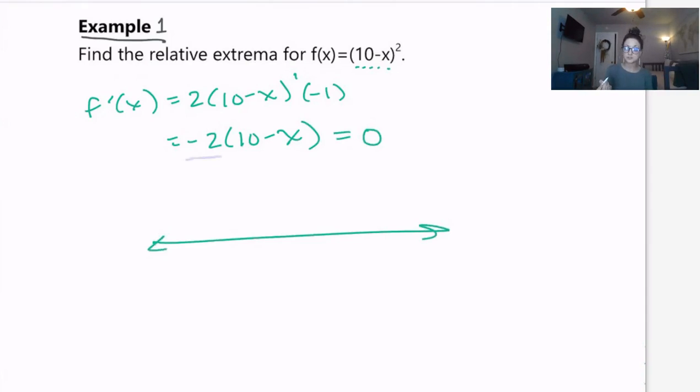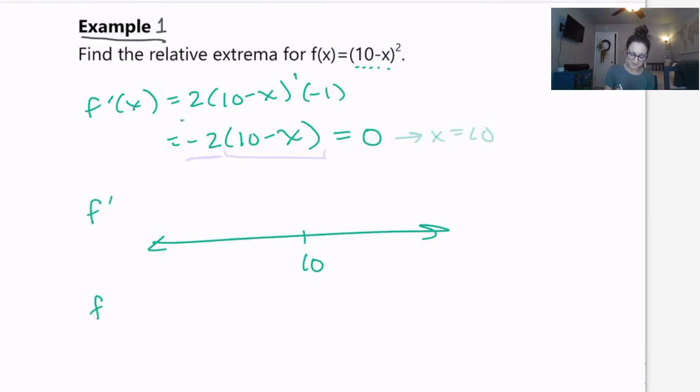So negative 2, is that factor ever going to be 0? That factor is only negative 2, so that can never be 0. So my only hope is to set that second factor equal to 0, which gives me a critical point of negative 10. Okay, and what are we labeling the top? We're labeling the top f prime, okay?